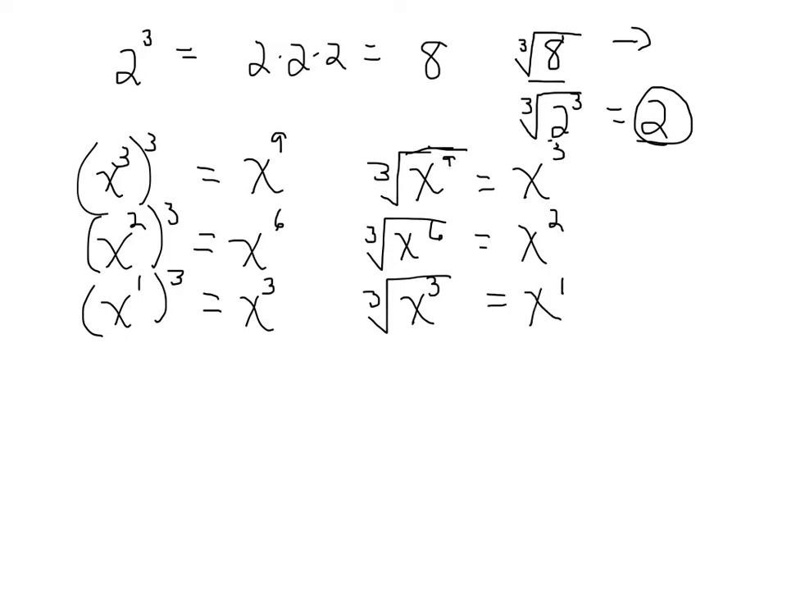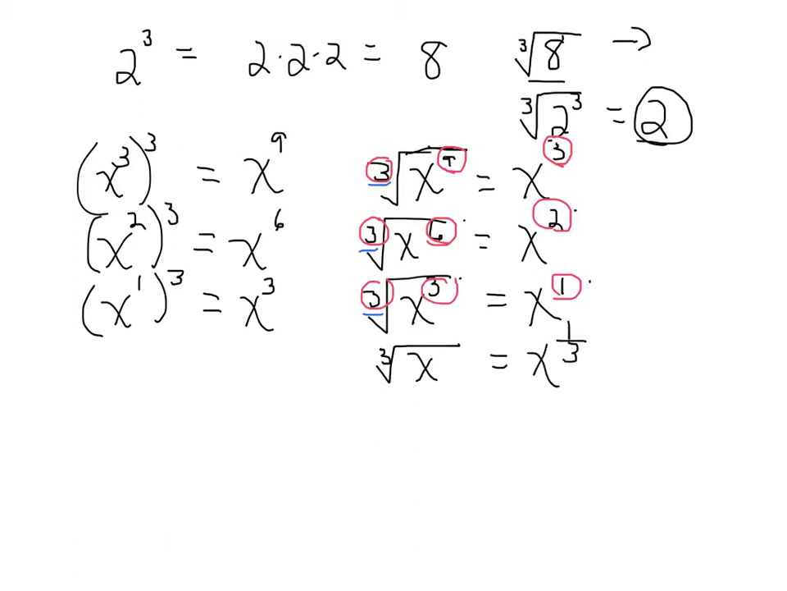Again, if I'm taking the cube root of something now, let's look for the pattern. If I'm taking the cube root of x to the ninth, I get x to the third. Sixth, I get x squared. Third, I get x to the first. Now, when I'm taking the cube root, the exponents come out to be 1/3 of that. A third of 9 is 3. A third of 6 is 2. A third of 3 is 1. So if I take the cube root of x, I once again have x to the 1/3 power.